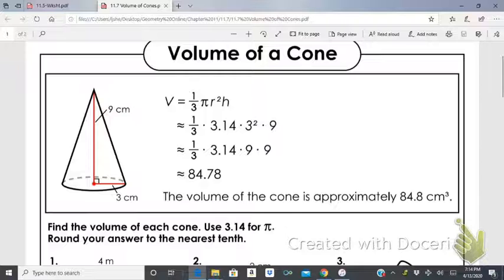Okay? Now a cone is something that has a circle on the bottom, and it has a triangle on the top. Alright? The way that we're going to deal with this is specifically with this formula. Volume equals 1/3 times pi r squared h. R is the radius, h is the height.